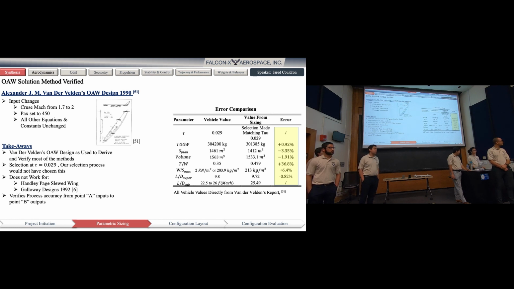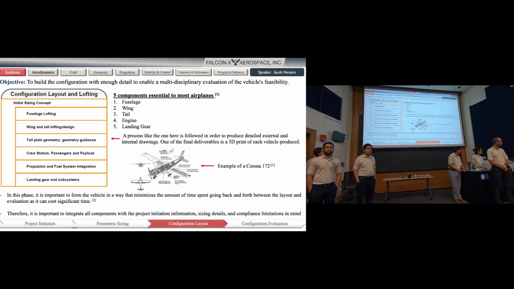Alright, so instead, all it verifies is the process from inputs to outputs. So we know that that works 100% by verifying it against the Vanderbilt index.